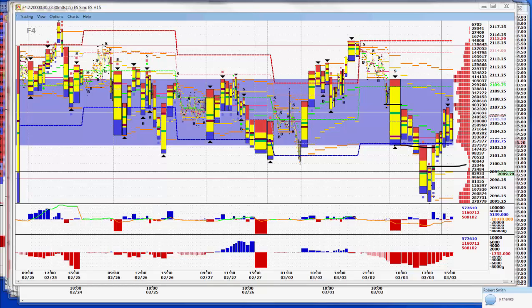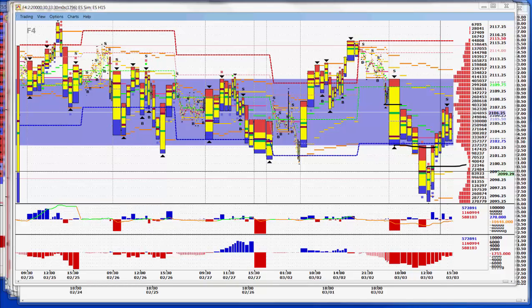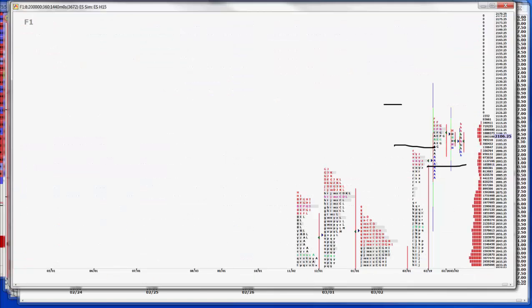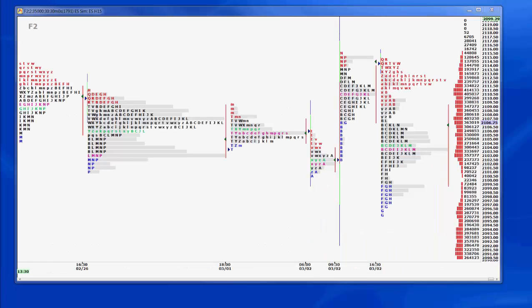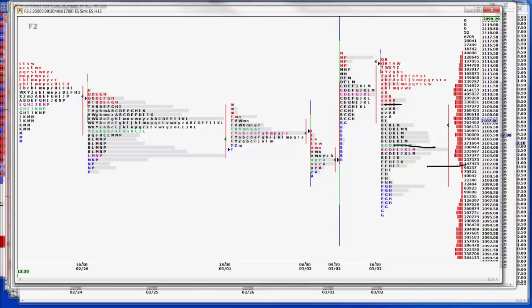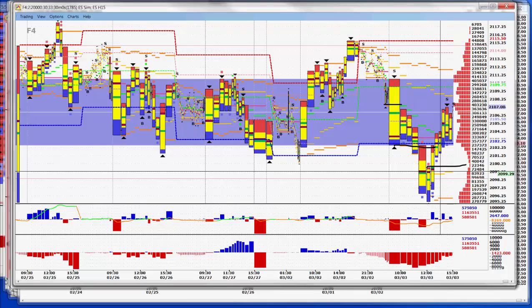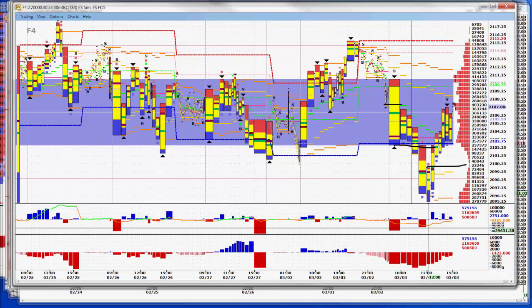So I had to think about that a little bit. But remember, my decision process comes from F1 to F2, and then I execute on F4. So I already come into this knowing that I want to be long or short.